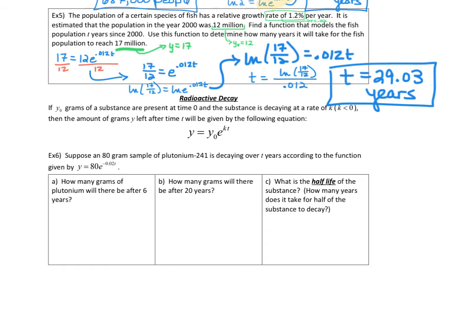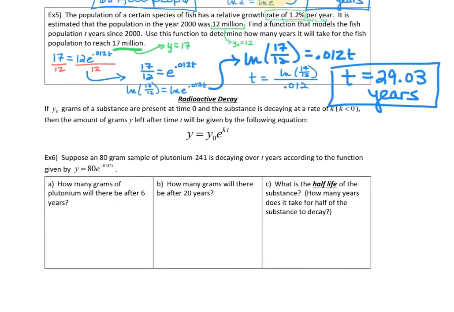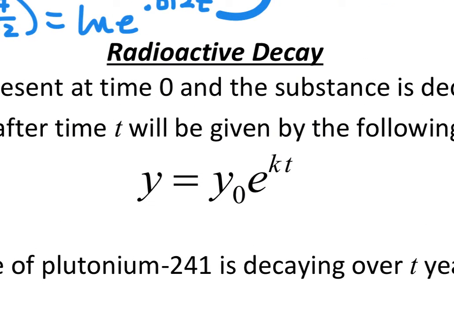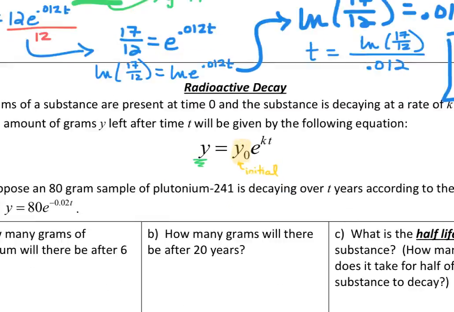So the problem here that you're given, and again, let me interrupt myself. The initial amount is your y sub 0. That's your initial amount. And your k is the rate, t is how many years, and y over here on the left is how much you have after that many years has passed.